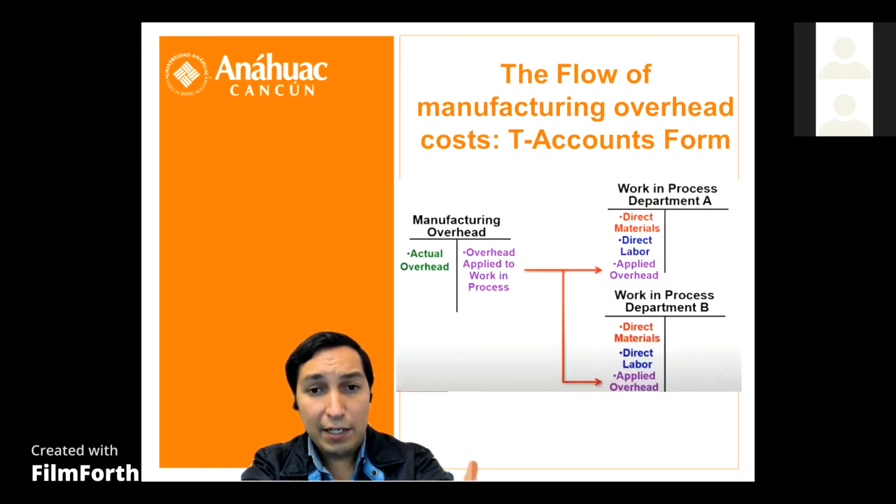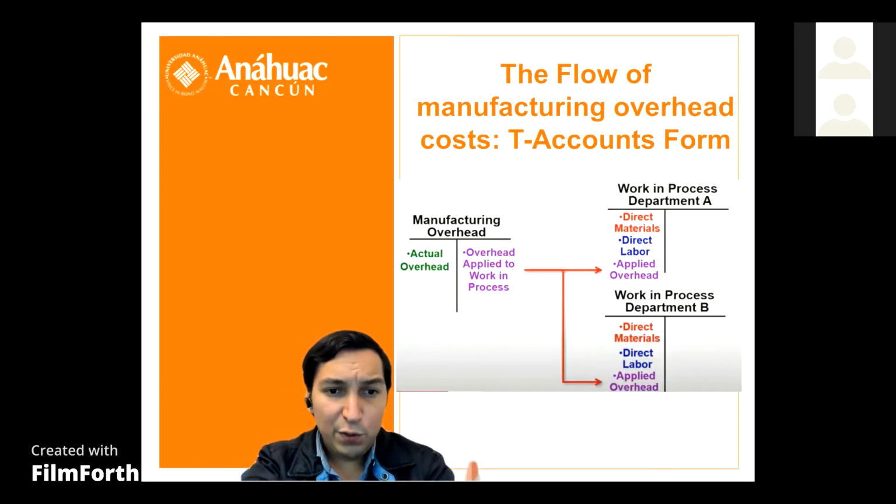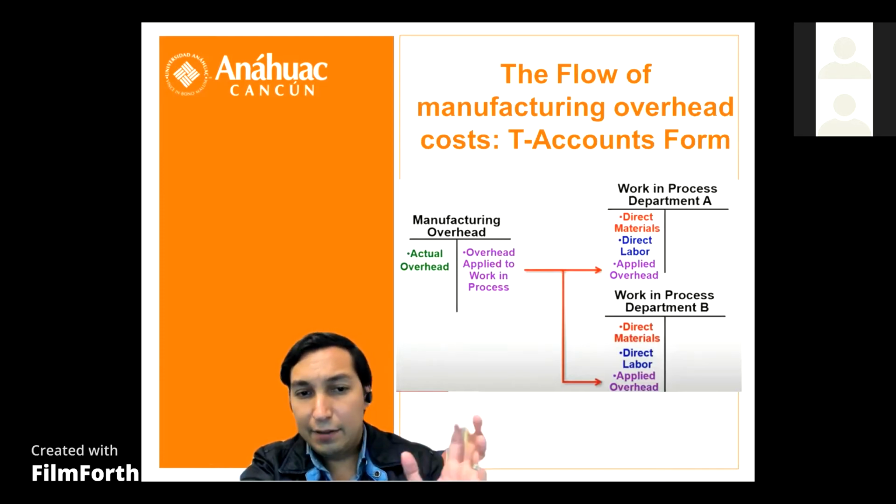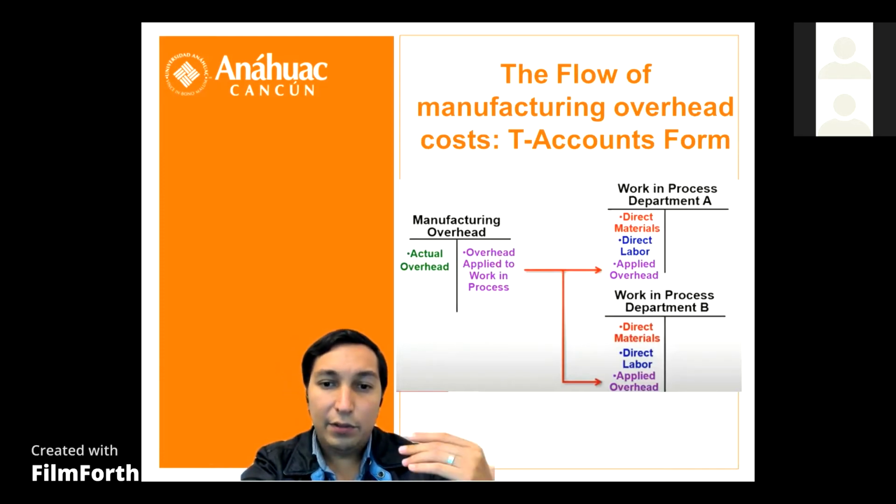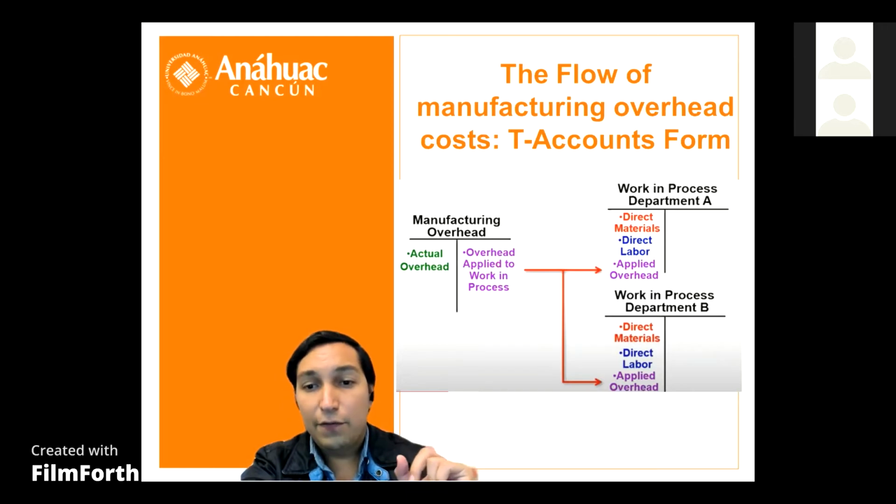So now we take a look at labor. As workers are doing their work, we would be incurring labor costs. And again, direct labor is not an account title, but just a description of what's going on here. So we're going to be debiting WIP A for direct labor and debiting Department B for direct labor. And we credit salaries and wages payable, unless it tells you to credit cash, but for now we'll stick with the payable.